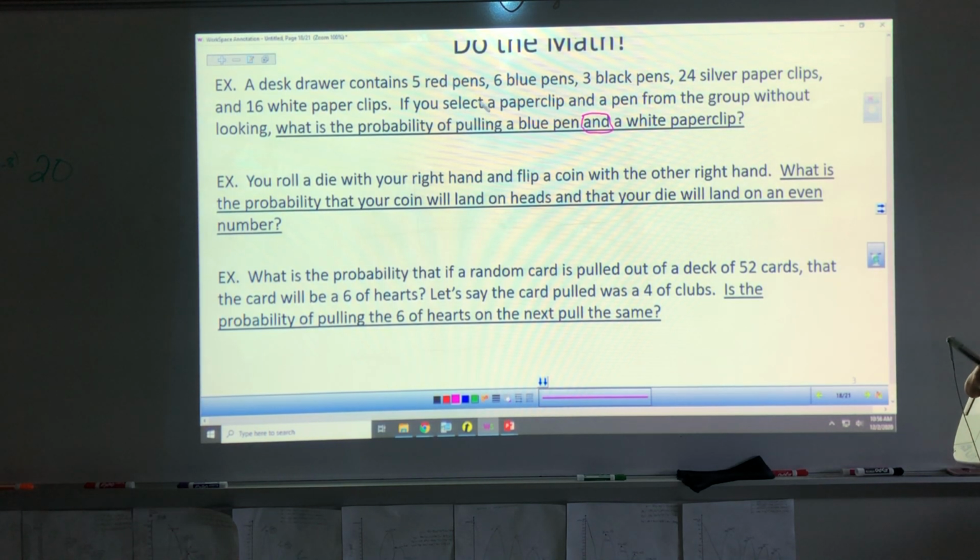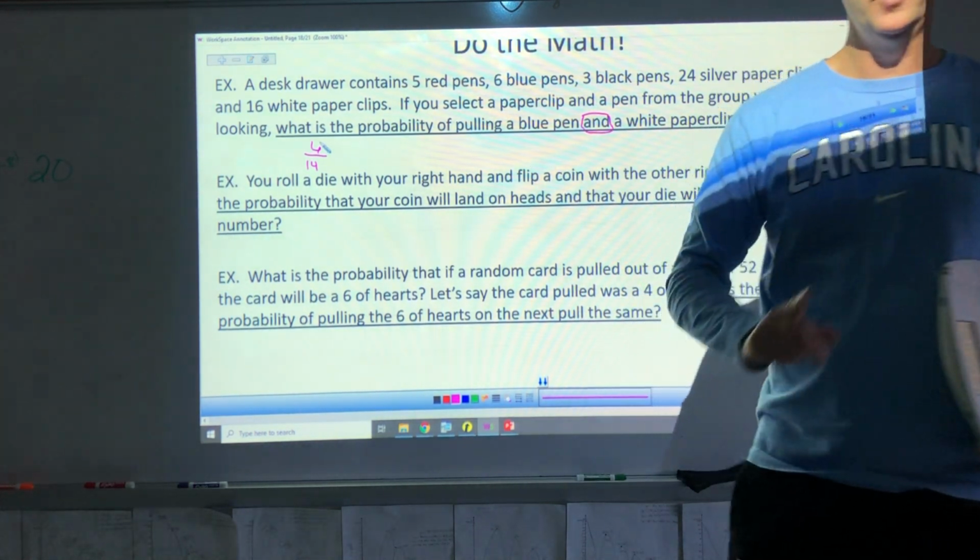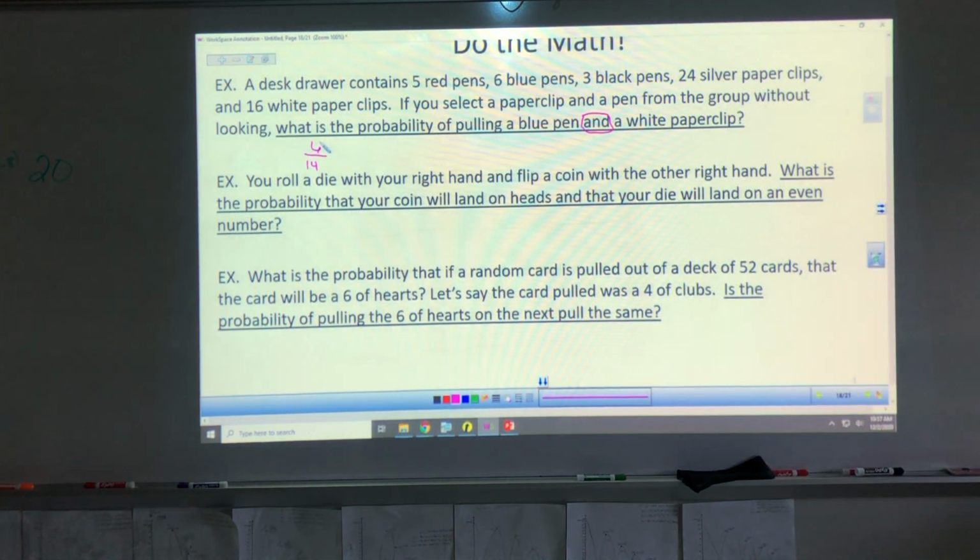So what we do here is, first of all, we need to count up how many pens we have. In the pen category, it looks like we have 5, 6, 3, so 14 pens, right? And then how many of them are blue? Well, we have 6. So just pulling a blue pen, we have a 6 in 14 chance. What about the paper clips? How many paper clips do we have? Well, with the paper clips, it looks like we have 40 paper clips total.